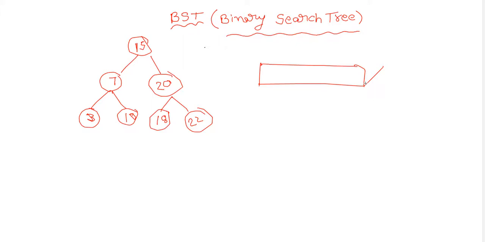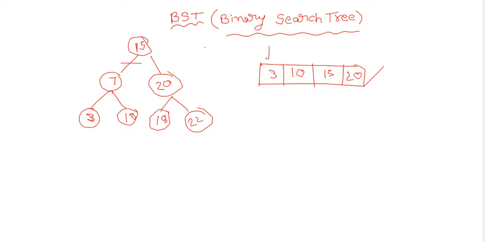So how do you find a particular element in an array? Suppose my array contains some data like 3, 10, 15, 20. I want to find the element 15. How will you find it?